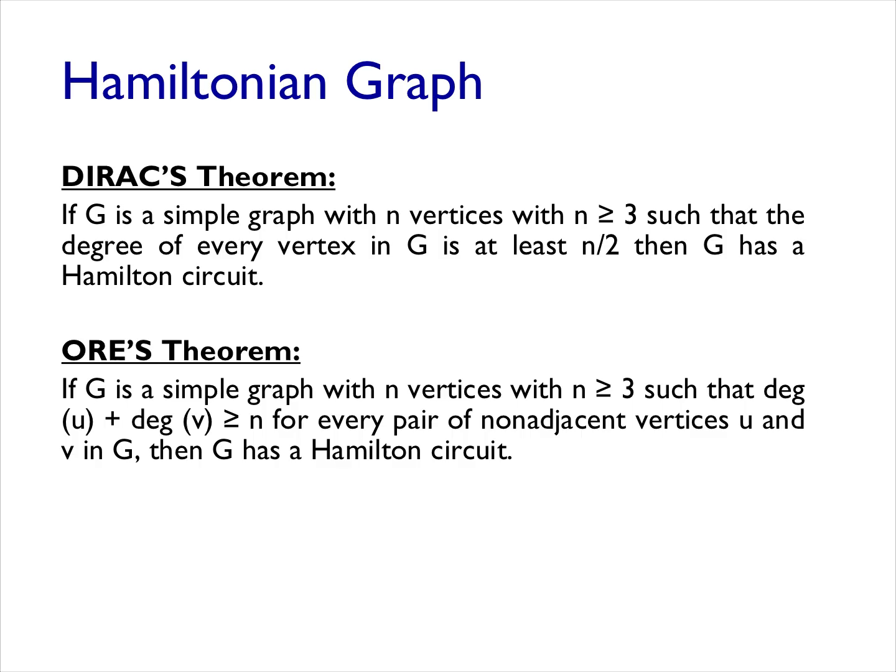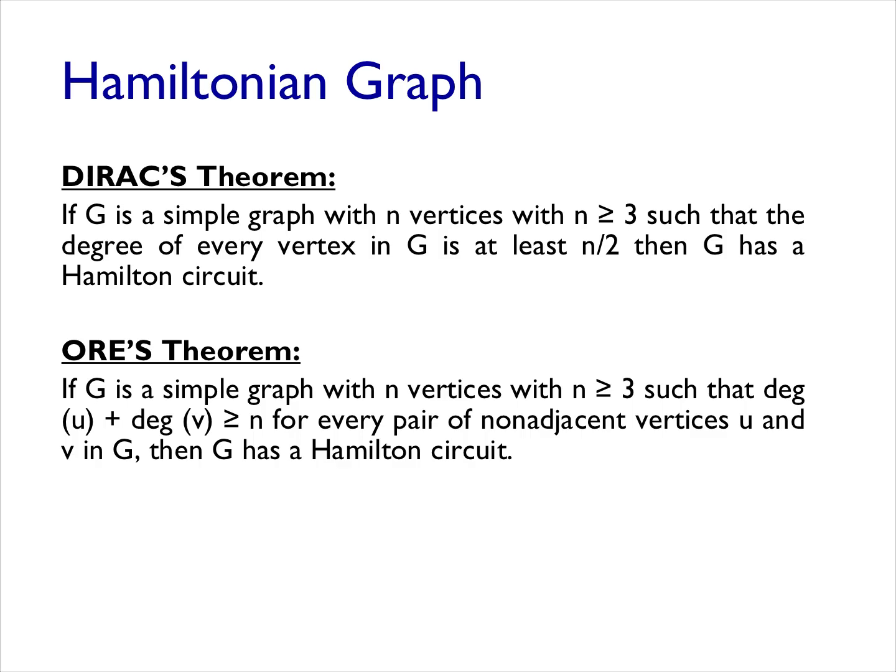Okay? The second theorem says that if you have a graph which is simple with n vertices again, and n is greater than or equal to 3, and you choose any 2 vertices on that graph, you measure the degree of those 2, you add them together, and that sum of the degrees of any 2 vertices u and v is greater than or equal to n, right?